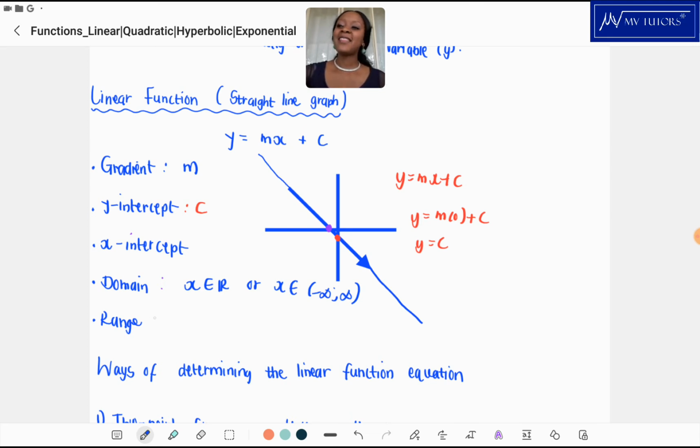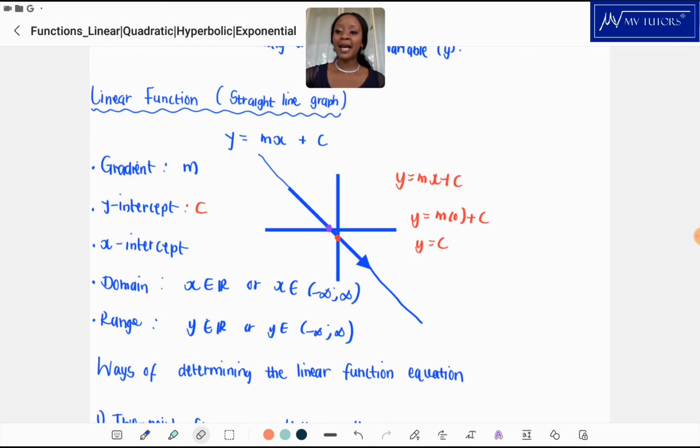And then we talk about the range. Even with your straight line graph, for your range, you can see the y values of this function can go on and on and on. So again, you would put there that y is an element of R, or y is an element of negative infinity to infinity.